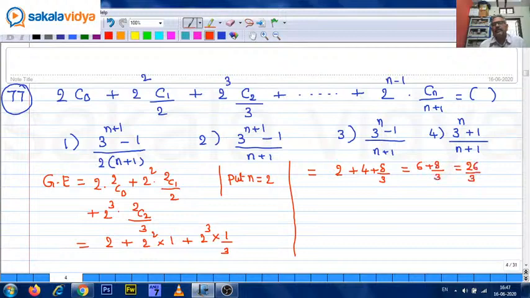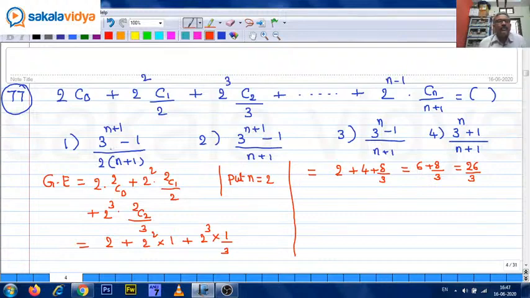Let us check the simplification once again. 2C0 is 1, 2 into 1, 2. 2C1 is 2, 2 by 2 is cancelled, 2 square into 1, plus 2 cube into 2C2 is 1, 1 by 3, 8 by 3. This is 4 plus 2, 6 plus 8 by 3, 3 LCM, 18 plus 8 is 26 by 3.